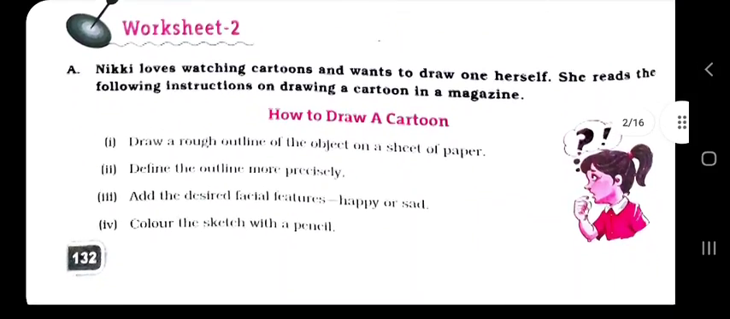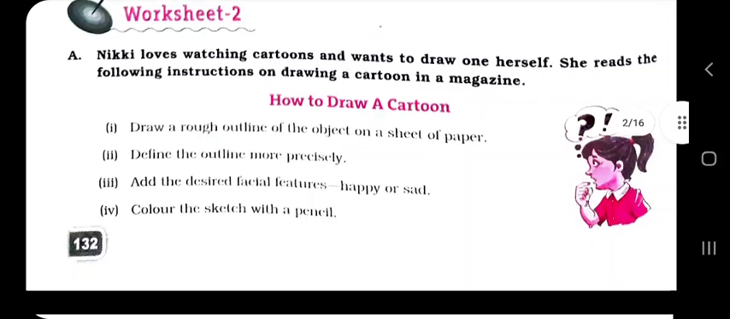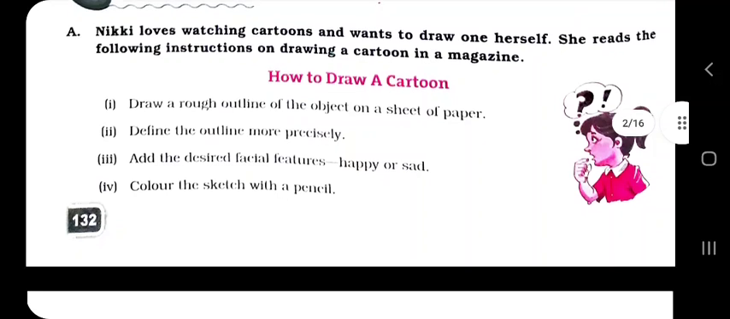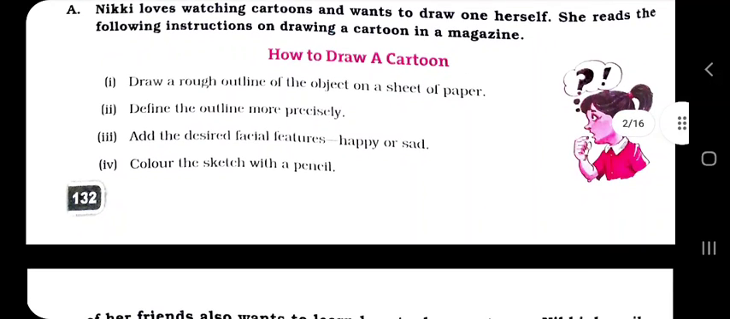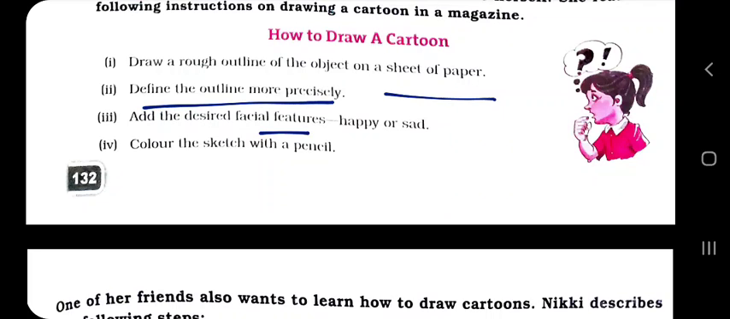Now let's do worksheet 2. Nikki loves watching cartoons and wants to draw one herself. She reads the following instructions on drawing a cartoon in a magazine. Now how to draw a cartoon. Draw a rough outline of the object on a sheet of paper. Define the outline more precisely. Precisely means very correctly, in a very right way. Add the desired facial features, happy or sad.